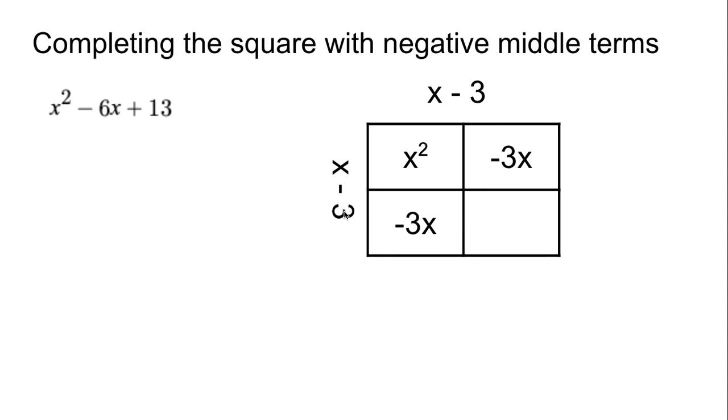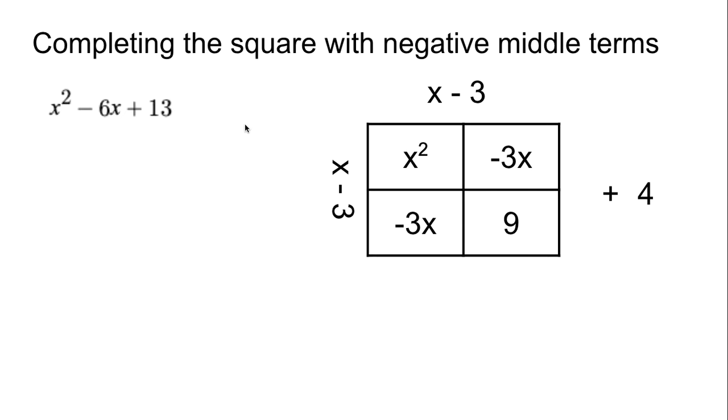This x times this negative 3 gives me this negative 3x. And this x times this negative 3 gives me this one. And so I have to have a 9 in this corner right here. Negative 3 times negative 3 makes 9. So that's a perfect square. But I have 13. So in order to get 13 units out of this diagram, I have to add an additional 4 to this thing.